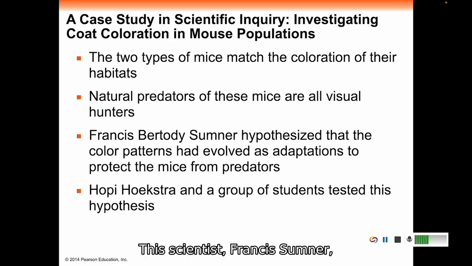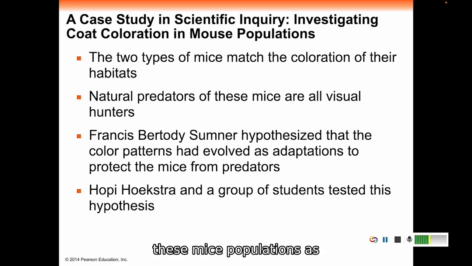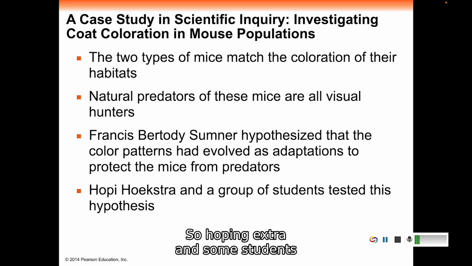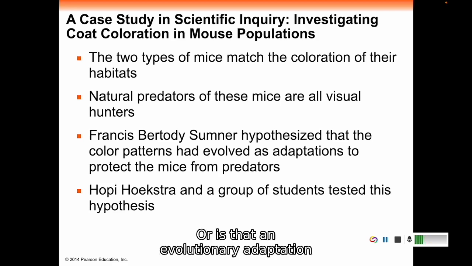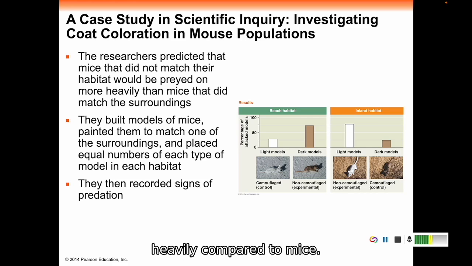So this scientist, Francis Bertody Sumner, hypothesized that color patterns have evolved in these mouse populations as adaptations to protect the mice from predators. So Hopi Hoekstra and some students tested this hypothesis to see whether color pattern is an evolutionary adaptation to protect the mice. The researchers predicted that mice that did not match the habitat would be preyed on more heavily compared to mice that did match the habitat.